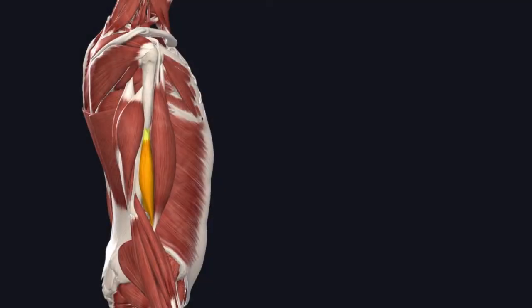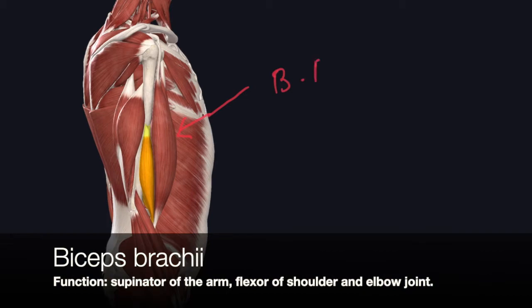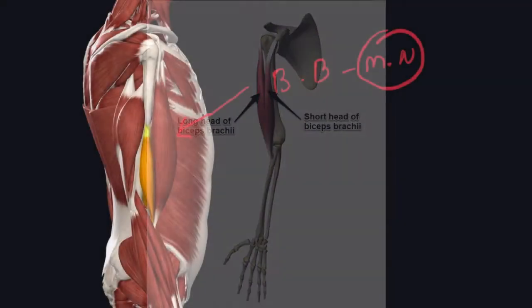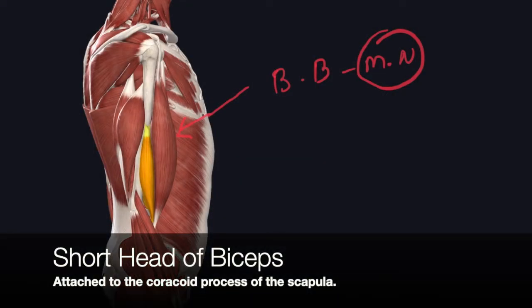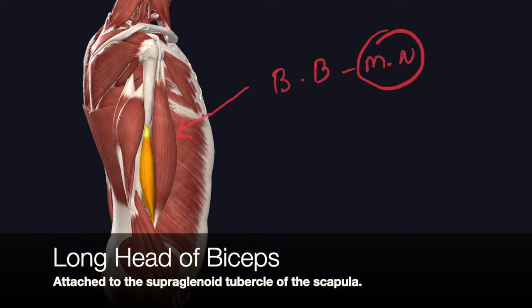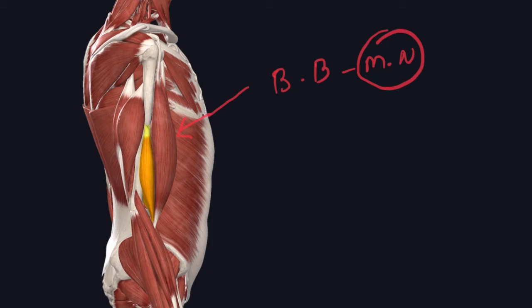Let us now discuss these muscles, their actions and their clinical significance. Biceps brachii. It is the supinator of the arm and the flexor of the elbow joint. It is supplied by the musculocutaneous nerve. This muscle has a long head and a short head. The short head is attached to the coracoid process of the scapula, and the tendon of the long head of this muscle is attached to the supraglenoid tubercle of the scapula. This joint is usually affected by osteoarthritis in some individuals.